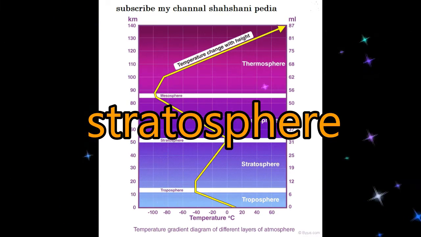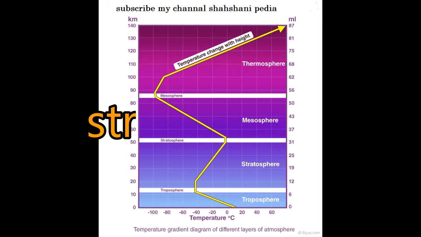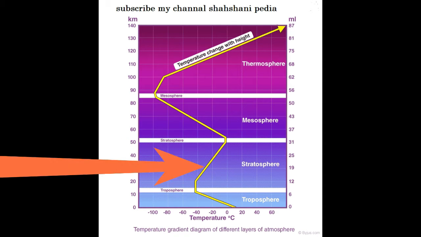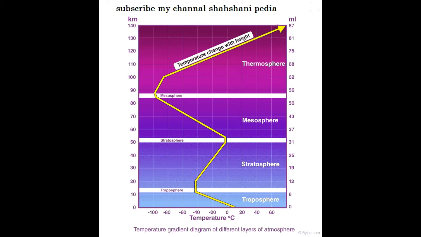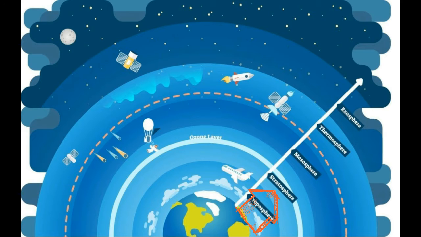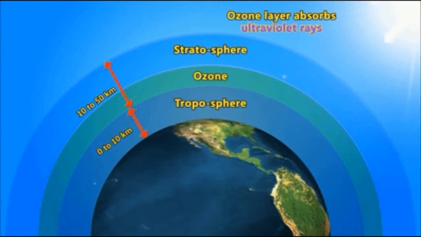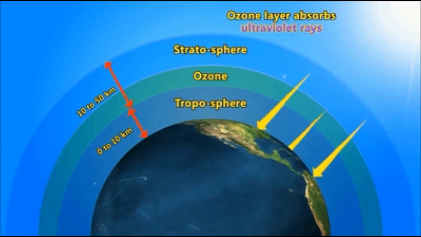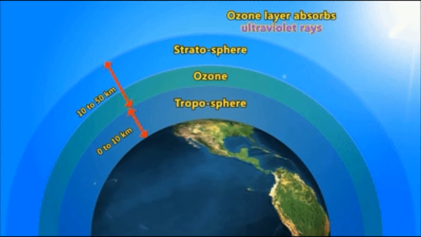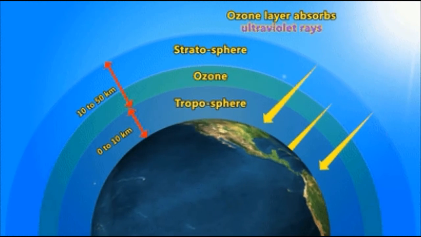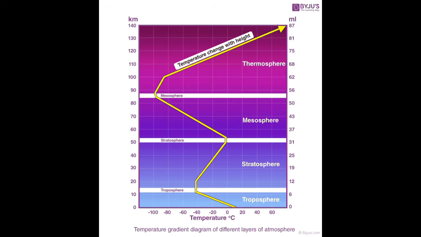Stratosphere. Located between approximately 12 and 50 kilometers, 7.5 and 31 miles above Earth's surface. The stratosphere is perhaps best known as home to Earth's ozone layer, which protects us from the sun's harmful ultraviolet radiation. Because of that UV radiation, the higher up you go into the stratosphere, the warmer temperatures become.